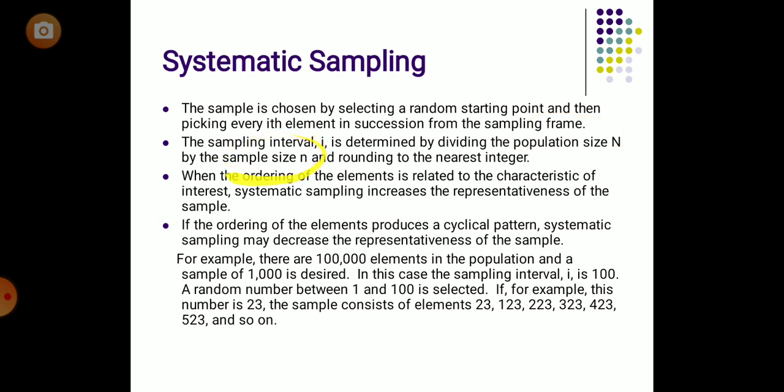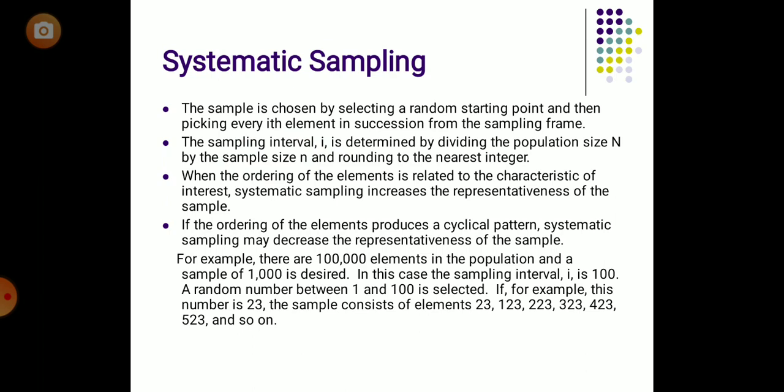Let's say, for example, the researcher wants to select 100 students out of 1000 students. Then capital N, the population, is 1000, and small n, because the researcher wants to select 100 students, is 100. So if I want to calculate the interval, then I is equal to 1000 divided by 100, meaning capital N divided by small n. So here you will get the interval, right?